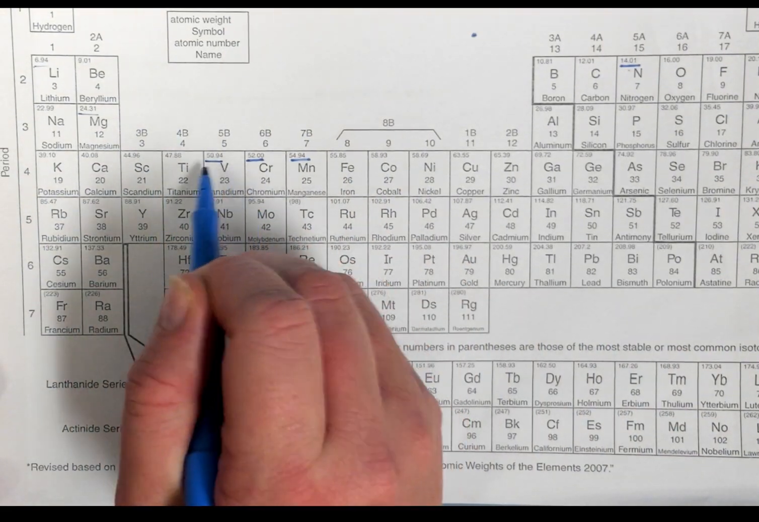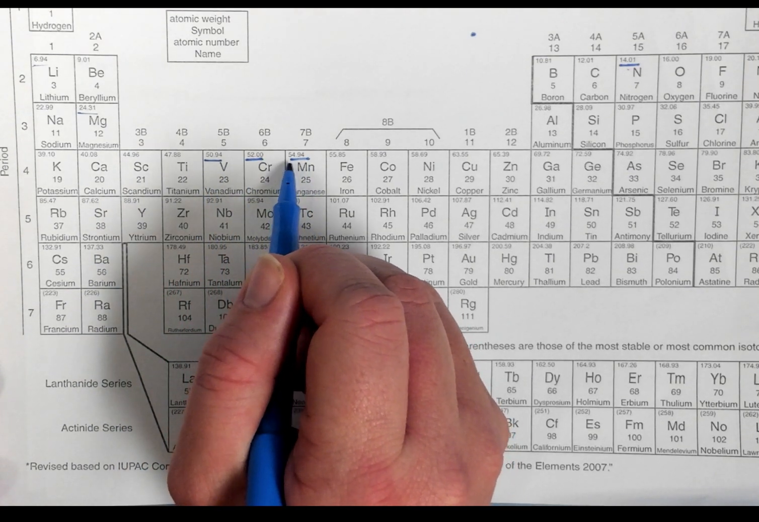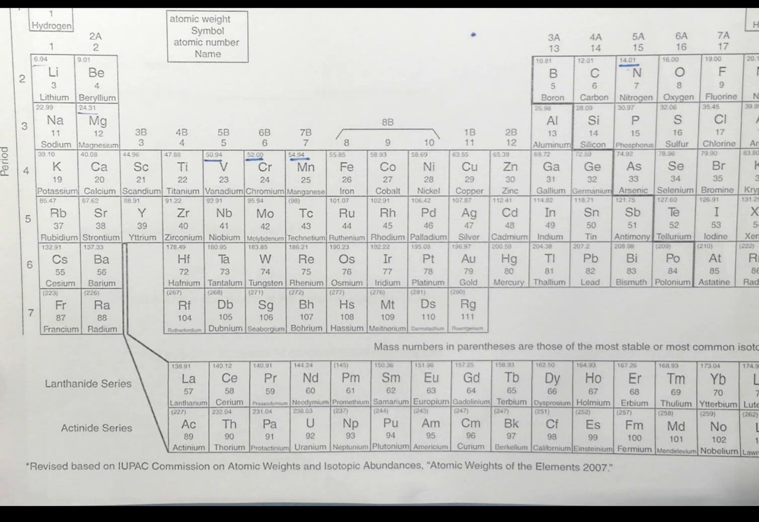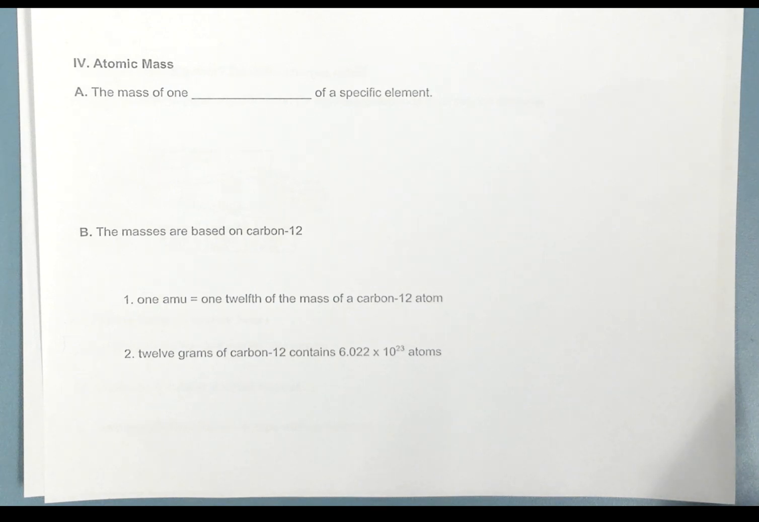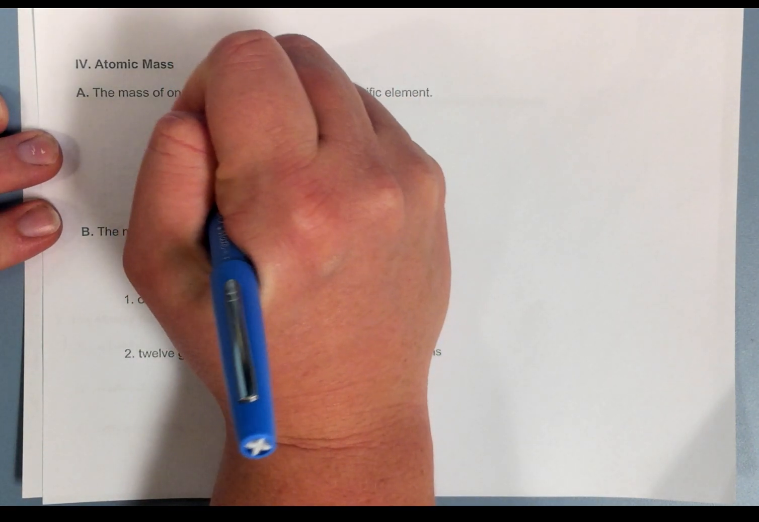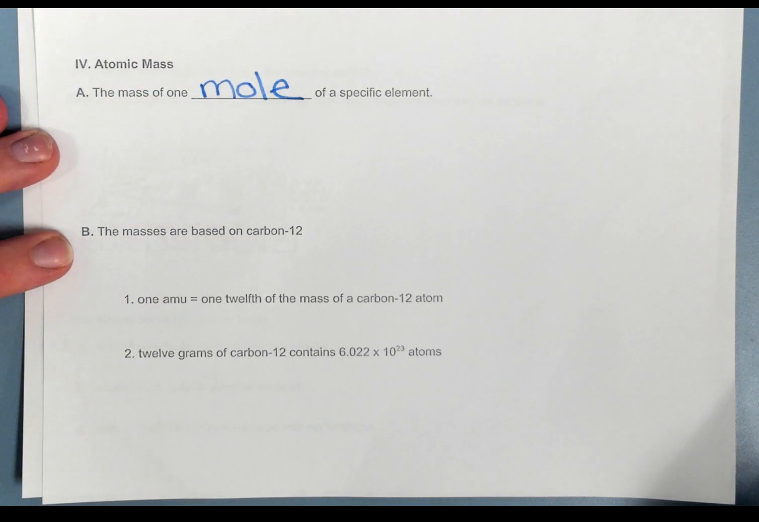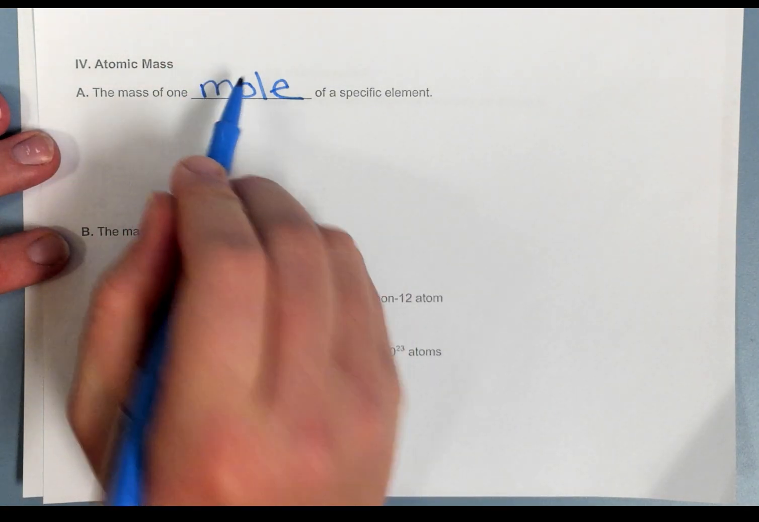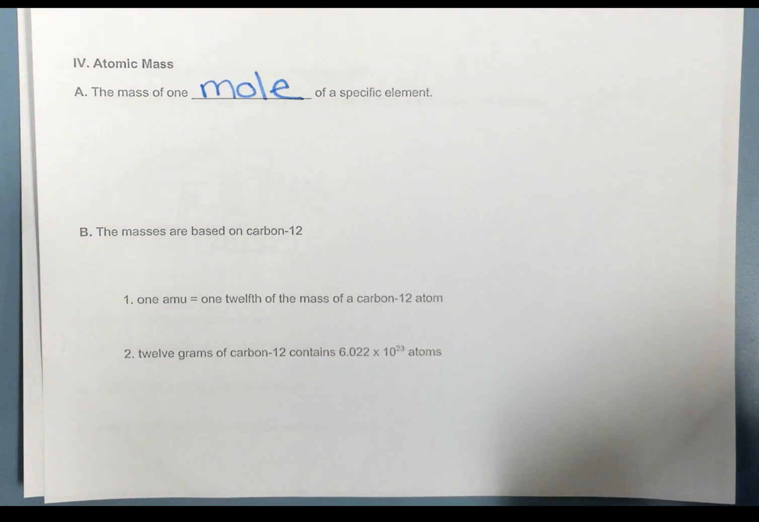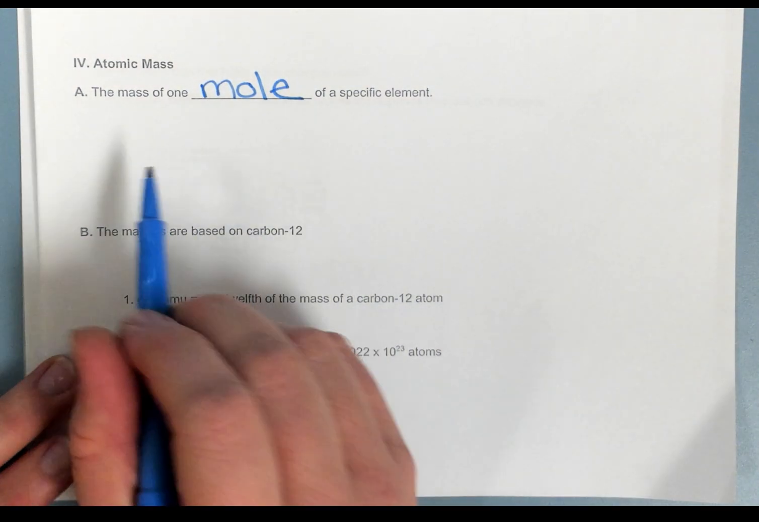The mass of vanadium is 50.94, chromium 52, manganese 54.94. Those are all of our weighted averages, okay? So what we're going to look at is what do those numbers really mean? And realistically, it's the mass of 1 mole of an element, okay? So we use this word a lot because it has a bunch of different uses in chemistry. So the mass of 1 mole of a specific element.